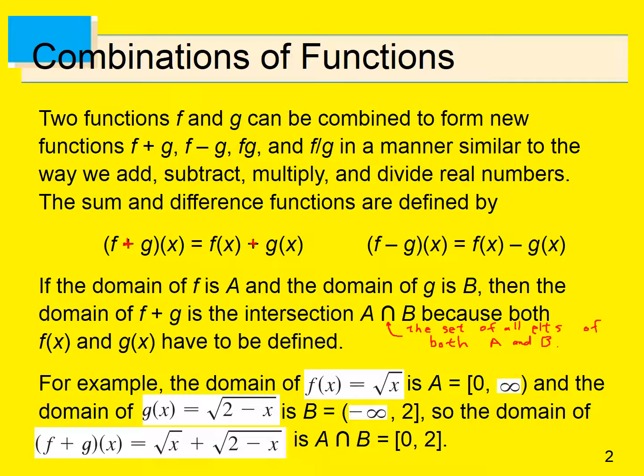Now, if you're going to have the sum function f plus g, which is f of x plus g of x, which is square root of x plus the square root of 2 minus x, and you have to get the domain of this new function, the sum function. It's the intersection of the two domains, the set of all numbers that are in both sets, and that is only the set of numbers between 0 and 2 inclusive, the closed interval 0 to 2.